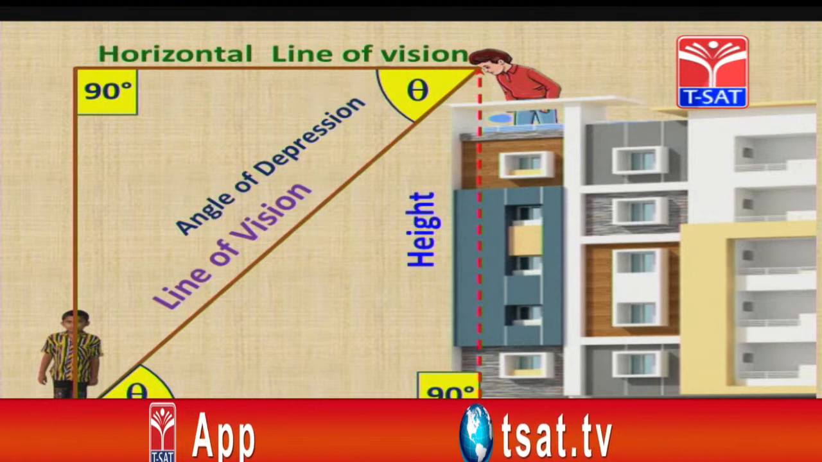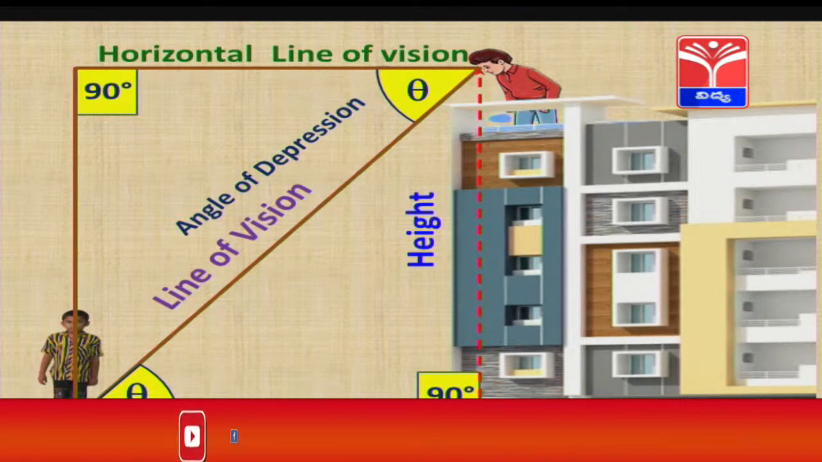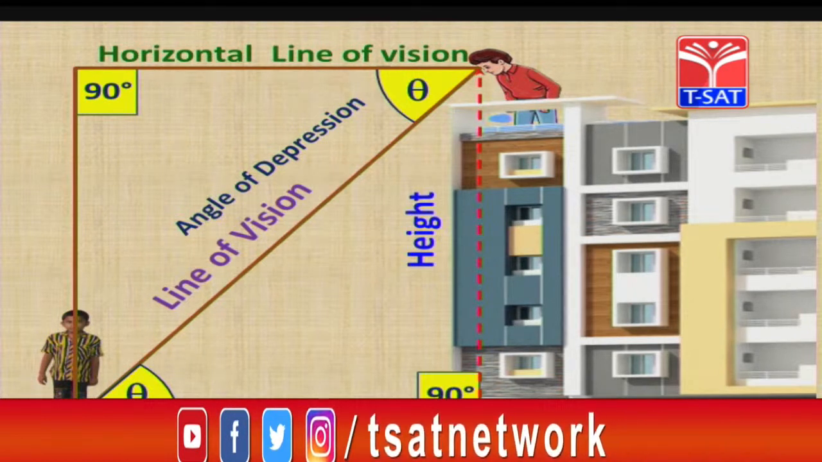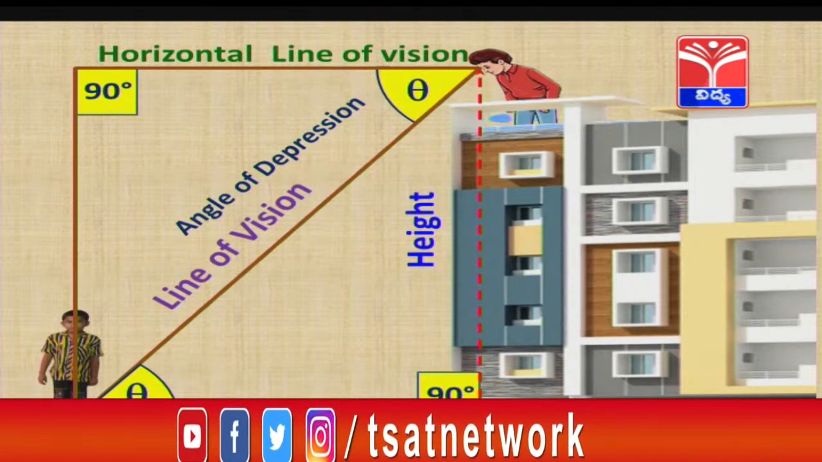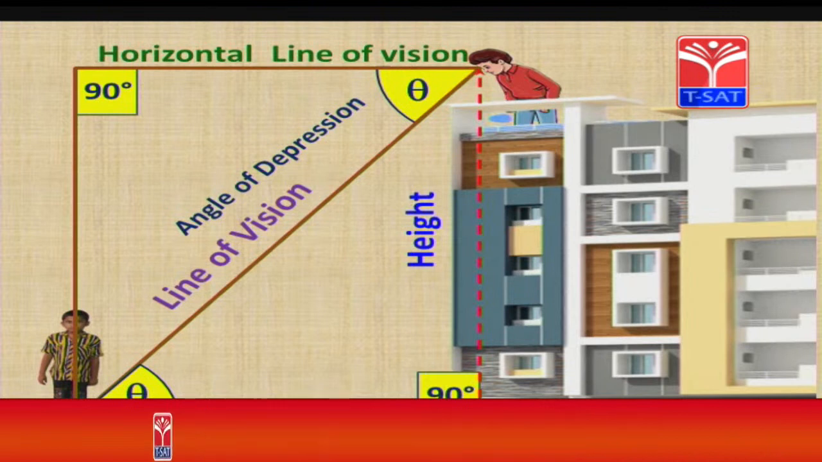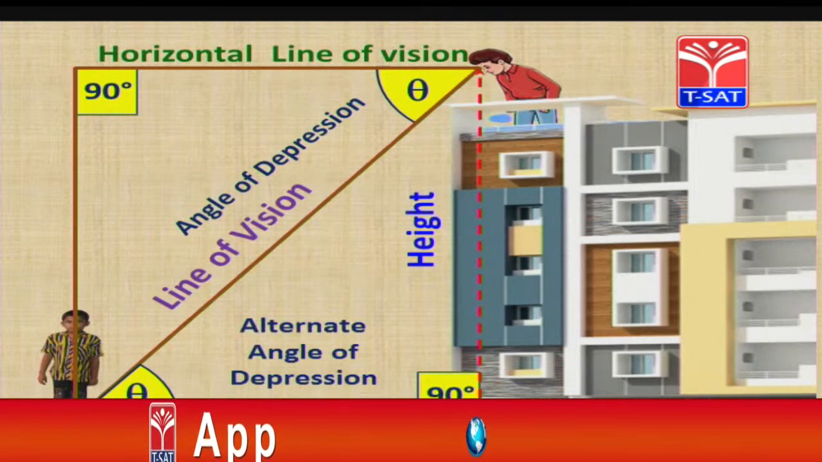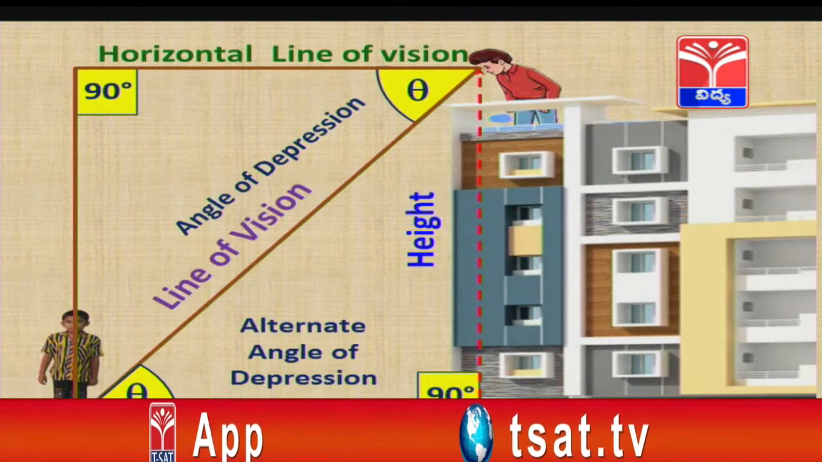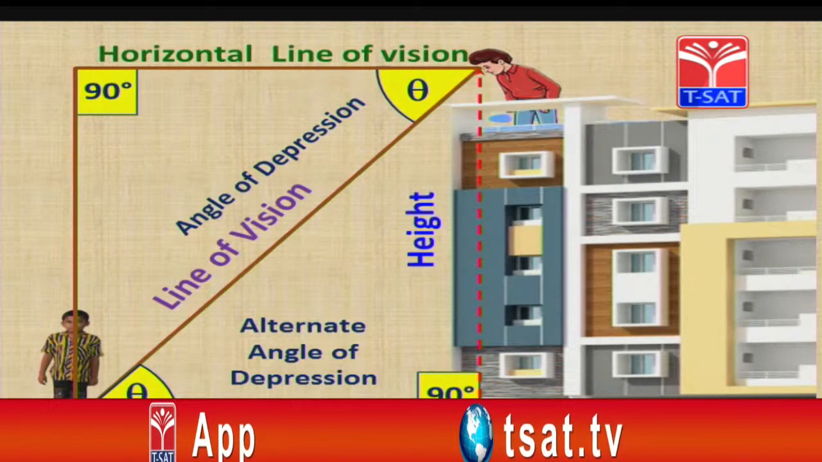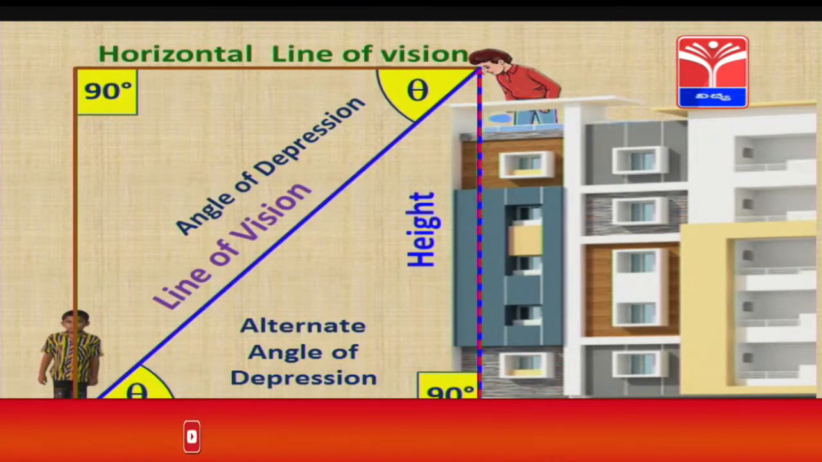Here you will be able to see that when the horizontal line of vision and the ground are parallel to each other, these two angles are alternate to each other. So, I will be calling this one the alternate angle of depression. Thus, this is also going to form a right triangle again.